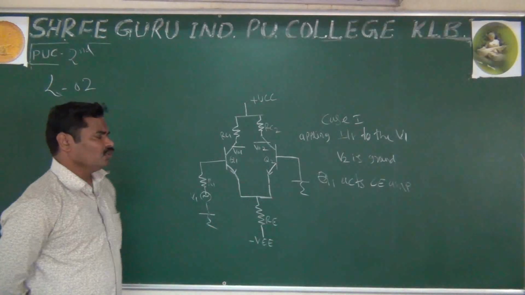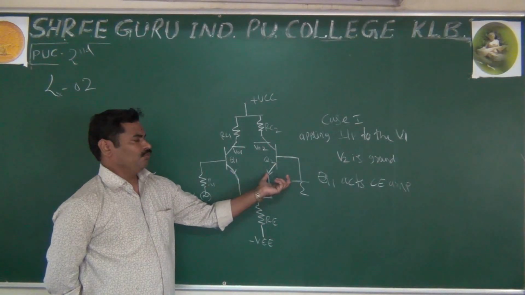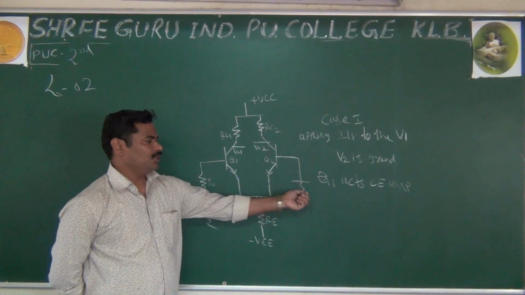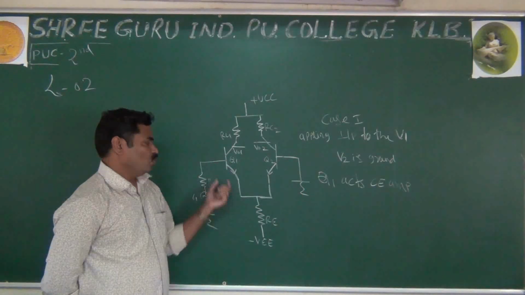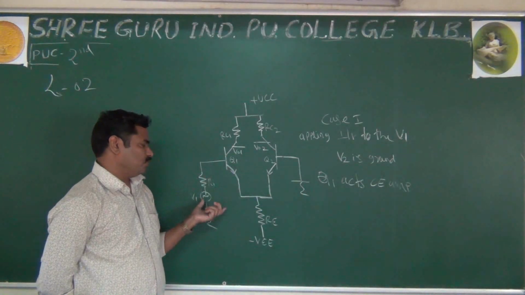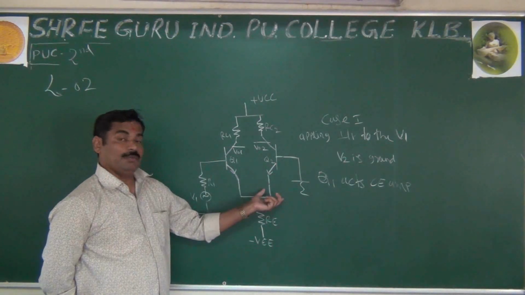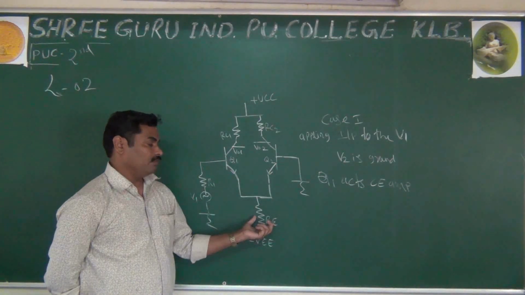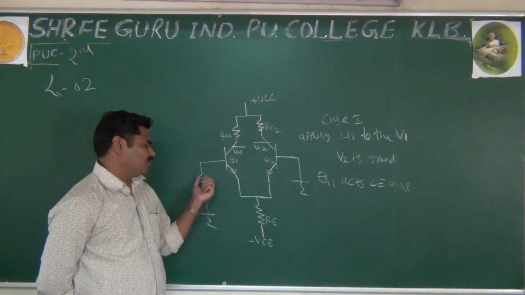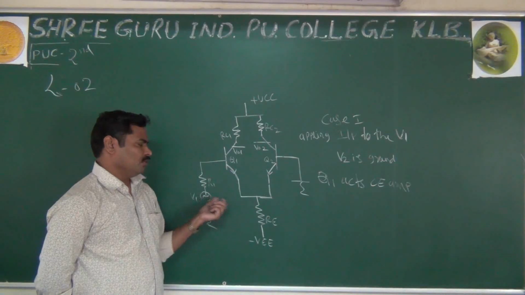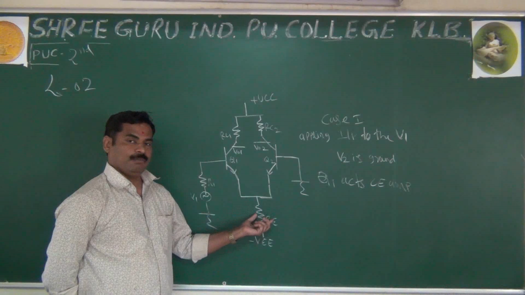Then, what is the effect of Q2? Because in Q2 you are not applying anything to the base, it is grounded. But whatever input you apply to Q1, that input will also appear across this RE. It means because both emitters are common, whatever input you apply to Q1, a small part of the input appears across the RE.